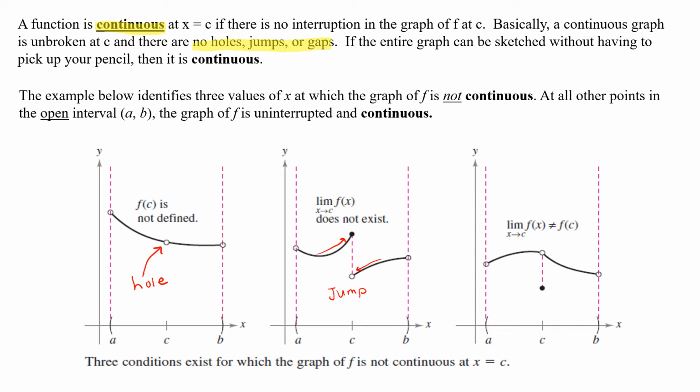And then finally, we have a gap where we have a hole in the middle of our function, and then we have a defined point elsewhere. So again, we could not sketch this without picking up our pencil, so this is another example of a function that is not continuous at x equals c.